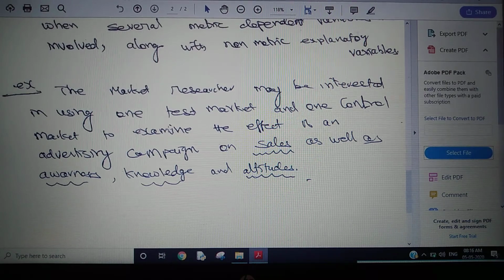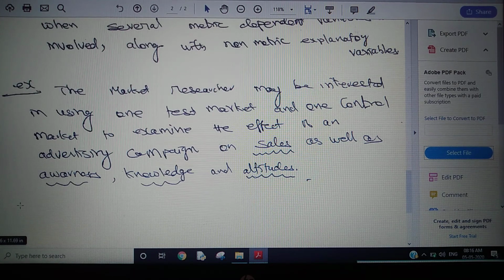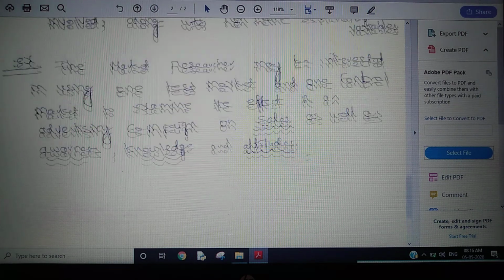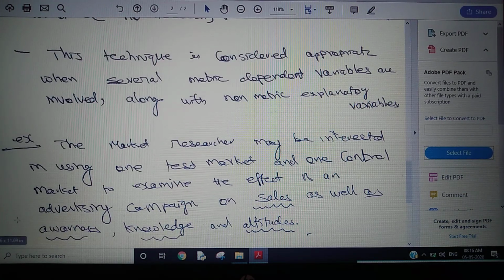The market researcher may be interested in using one test market and one control market to examine the effect of an advertising campaign on sales, as well as awareness, knowledge, and attitude. So here there are two samples. One is the test market, where we are going to apply the advertisement techniques or promotion, and one is the control market. Is there any significant difference between the effect of the advertisement on the test market and the control market without it? Now sales as well as awareness, knowledge, and attitude.